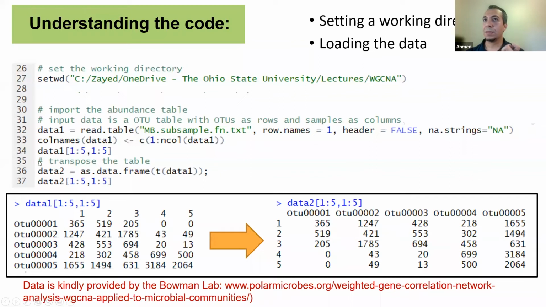The next step is just to transpose the table. So make your OTUs as columns and make your samples as rows. That's it, because this is how WGCNA imports the data. It assumes that all of your taxa are the columns. Again, these are the variables, the P, and these observations are the N. So it should accept it in that format.